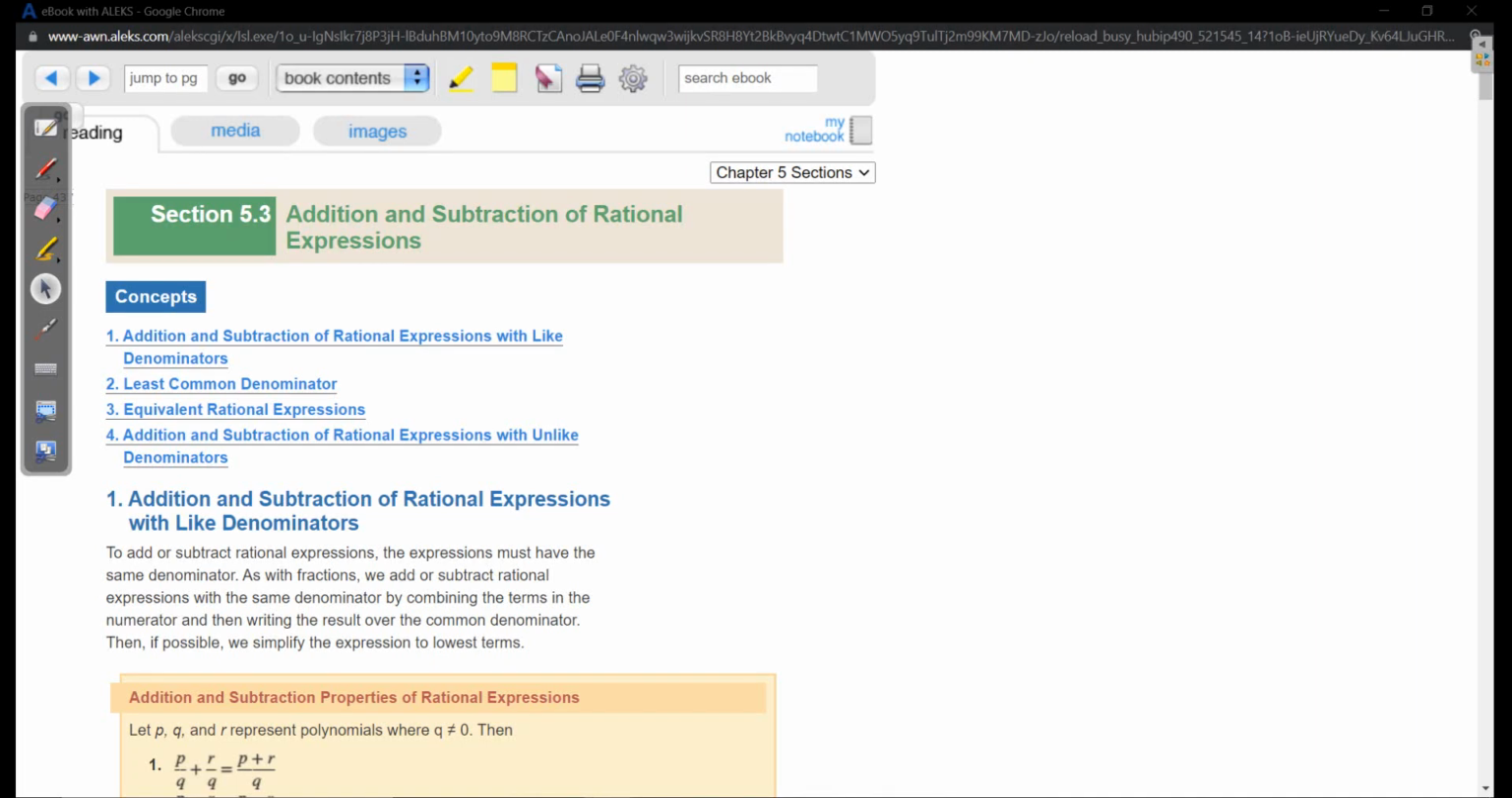Okay, today is 5.3, addition and subtraction of rational expressions.